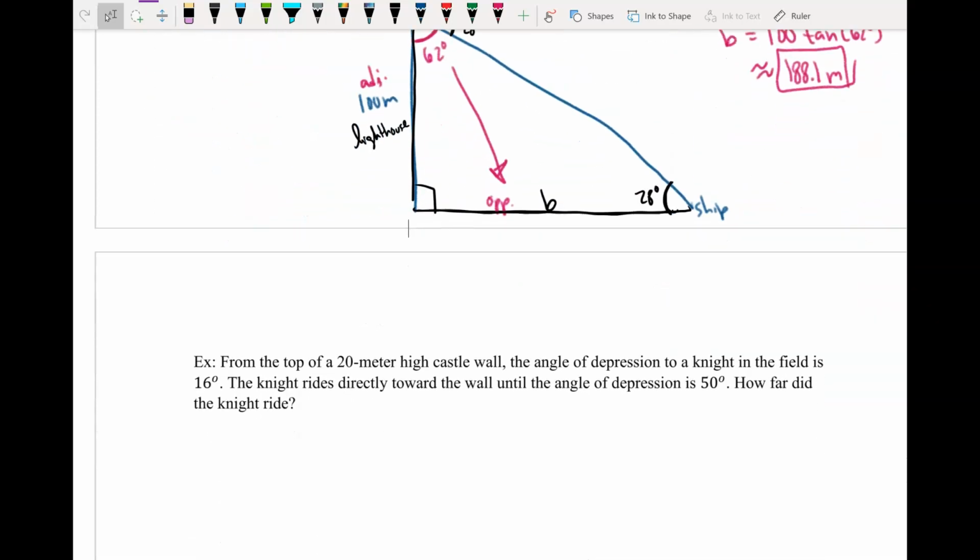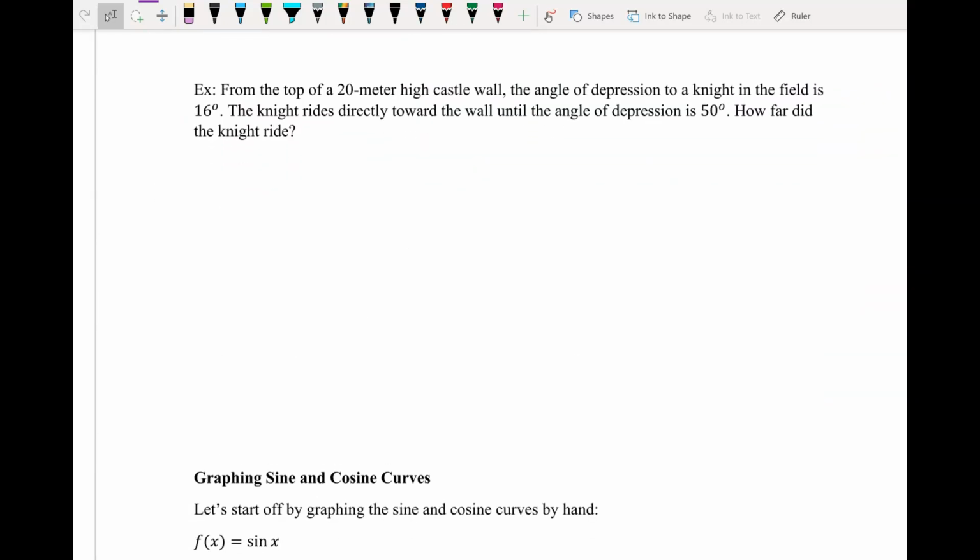All right. Now let's go ahead and do this next example. Okay. So maybe pause the video and try it out for yourself. This one's a little more complex, but you can still do it. So from the top of a 20-meter high castle wall, the angle of depression to a knight in the field is 16 degrees. The knight rides directly towards the wall until the angle of depression is 50 degrees. How far did the knight ride? Okay, so that's what we are looking at.